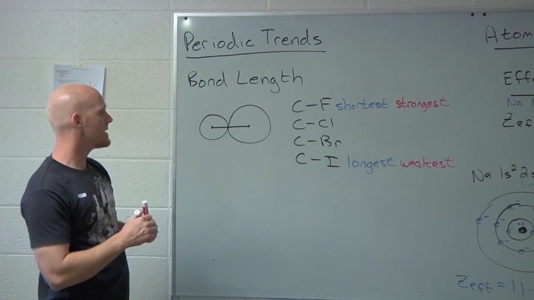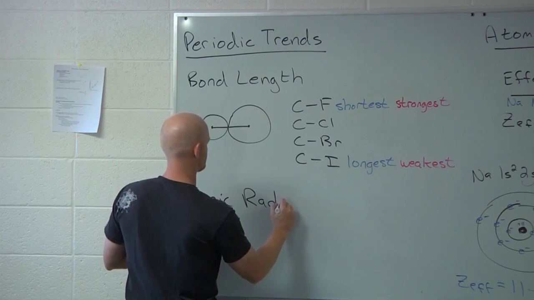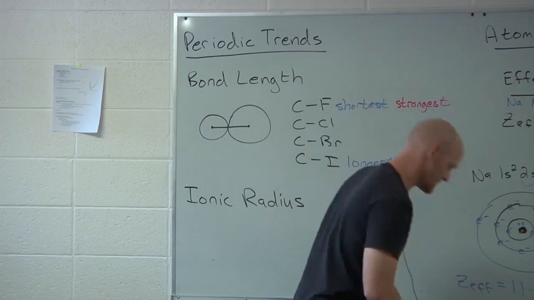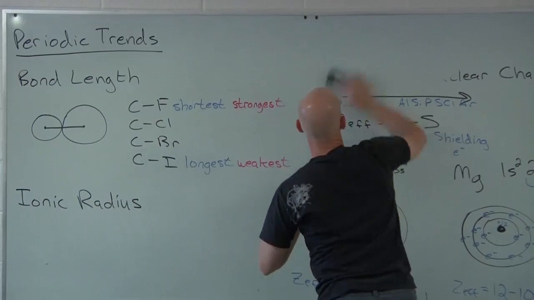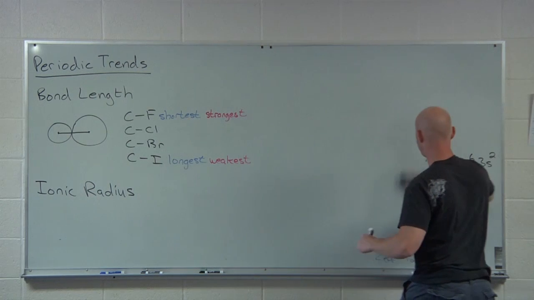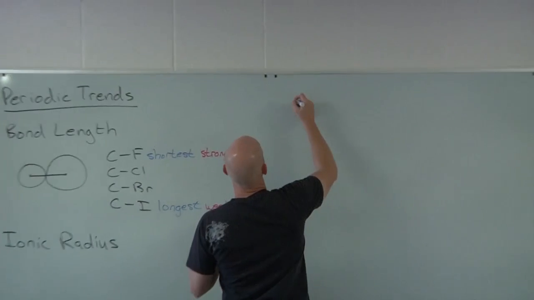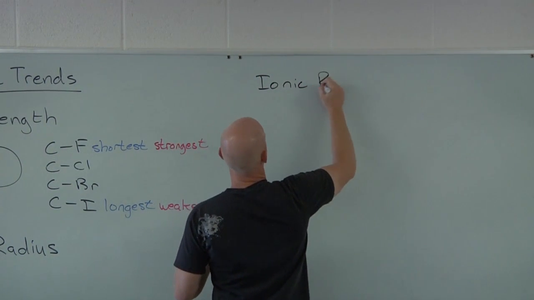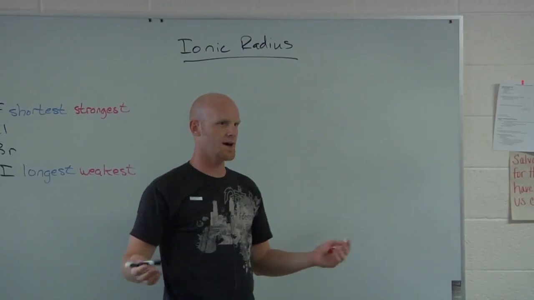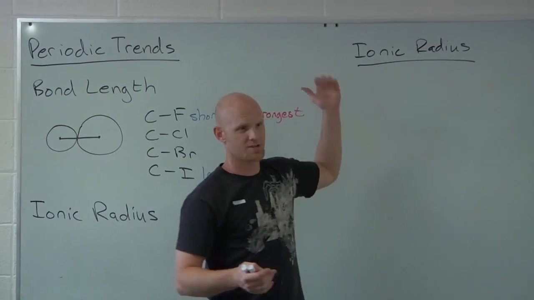Cool. The other place where you might use atomic radius, we have to relate this to ionic radius. You know what? I'm actually going to want a little more room than this. So atomic radius is the radius of a neutral atom. What's an ionic radius then? Radius of a charged atom, an ion.